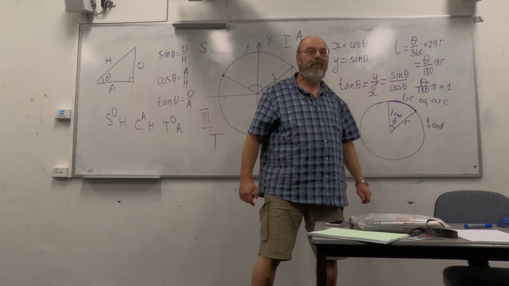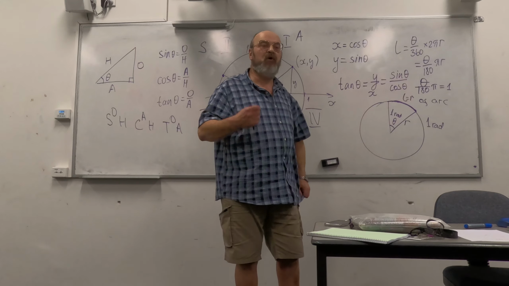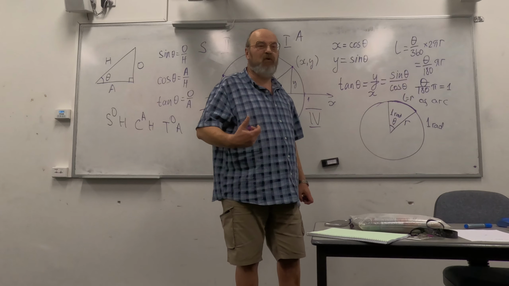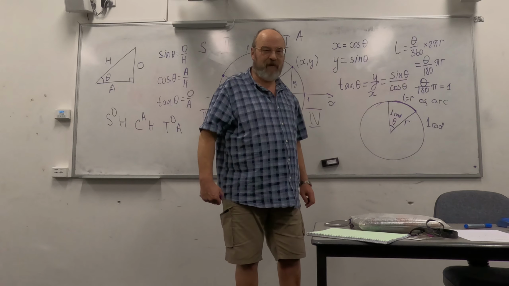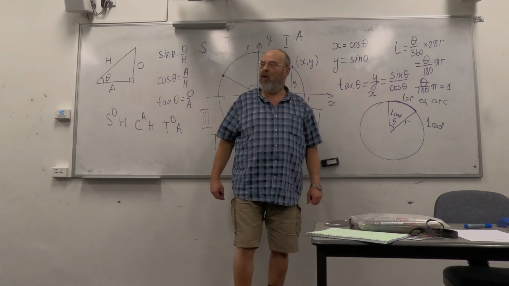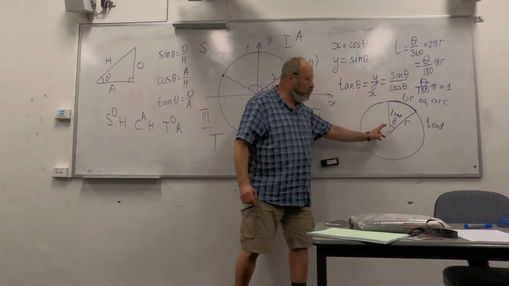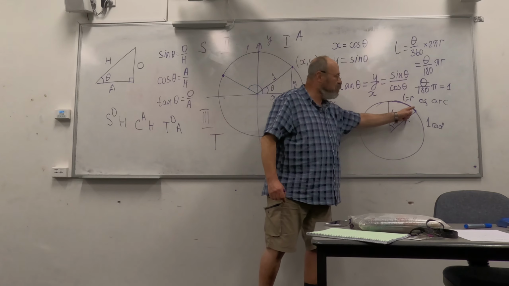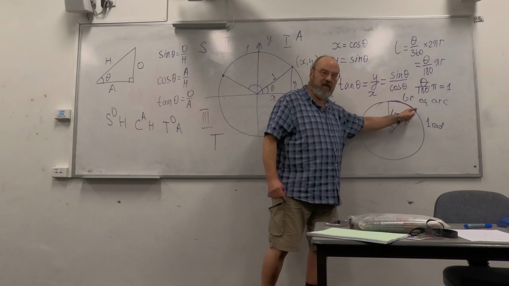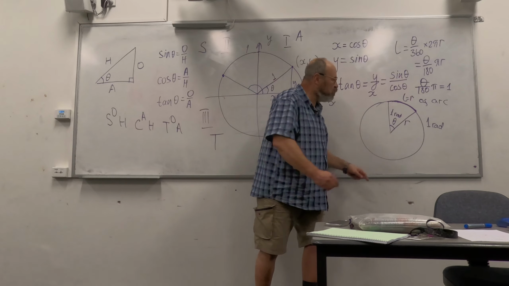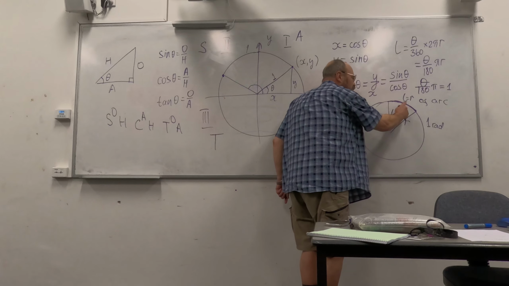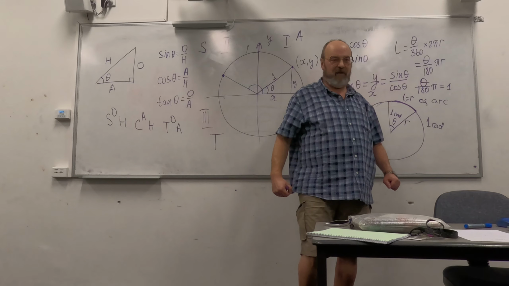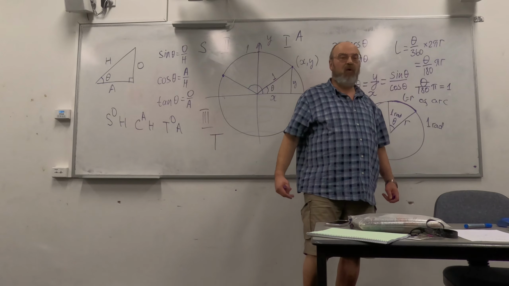I'm confused what you mean by 1 radian. It's a unit of measurement of angles. An angle is measured not only in degrees; there is another unit of measurement, radians. One radian is an angle for which the length of the arc subtended by this angle equals the radius. So if this L equals R, then this angle will be 1 radian. That's the definition of the radian.